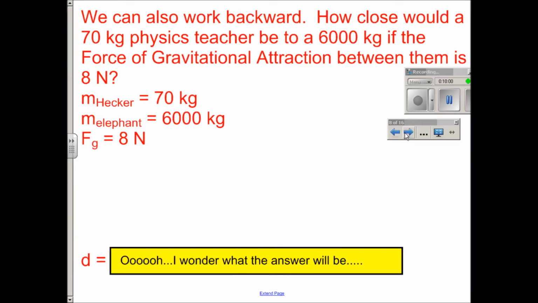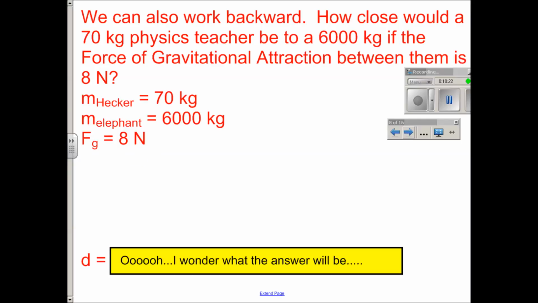In this one, it says, how close would a 70-kilogram physics teacher be to a 6,000-kilogram, oh, somehow I deleted the word elephant. It's supposed to be 6,000-kilogram elephant, if the force of gravitational attraction between them is 8 newtons. So we're going to work backwards. All right, so I'm going to actually do the algebra first.